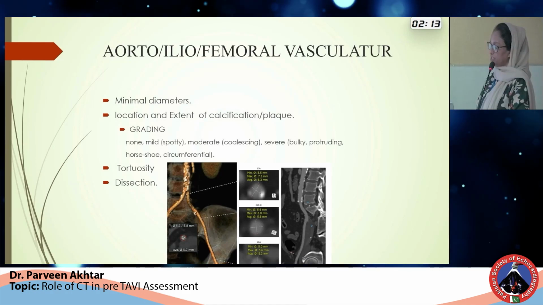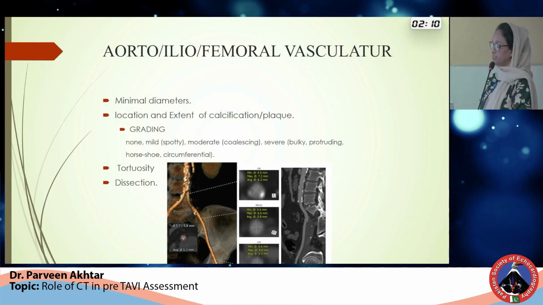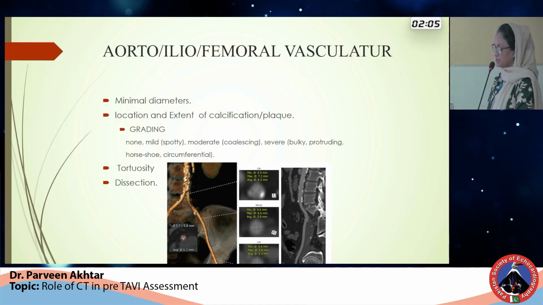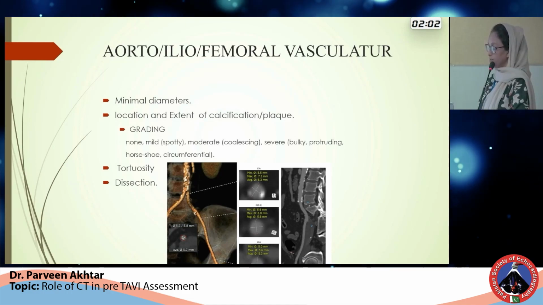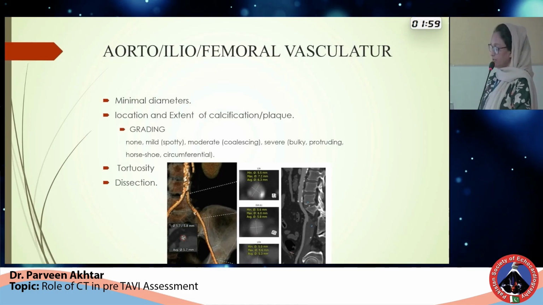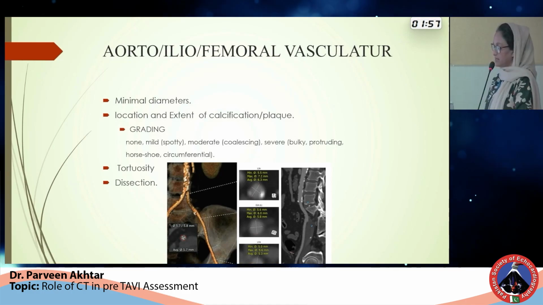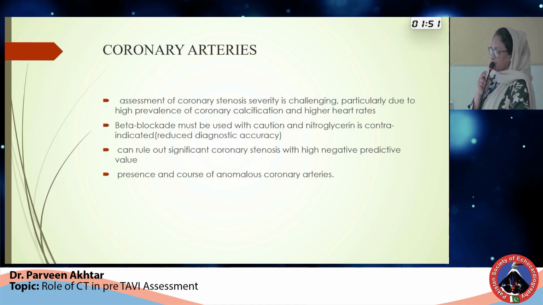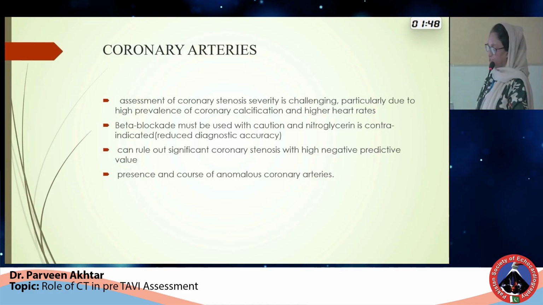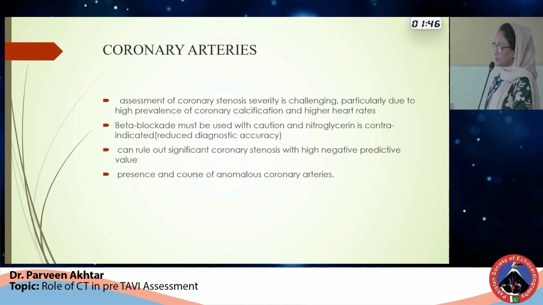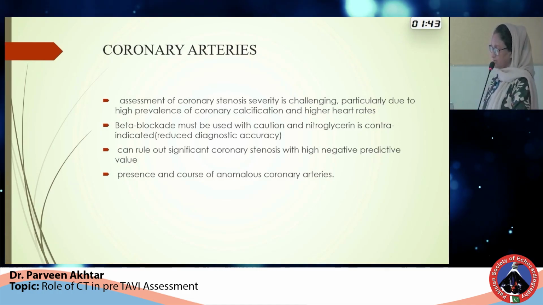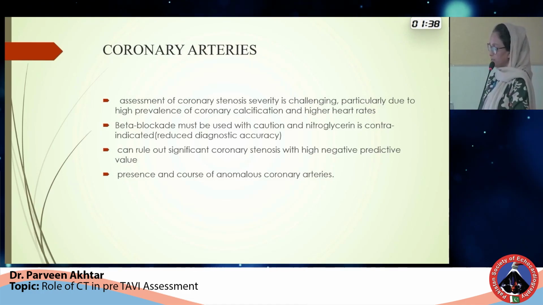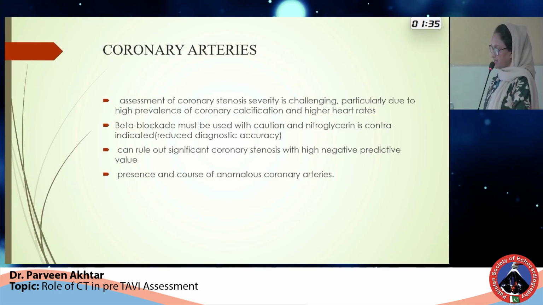You have to especially mention if the calcification is circumferential or horseshoe shaped. And then look for tortuosity and dissection. Tortuosity doesn't produce a problem, but if it is associated with a small diameter and calcification, then it becomes problematic. Then you have to comment on the coronary arteries, especially in the diastolic phase, but it is challenging because they are more calcified in aortic stenosis, and you can't control the heart rate, you can't liberally use beta blockers, and nitroglycerin is contraindicated.